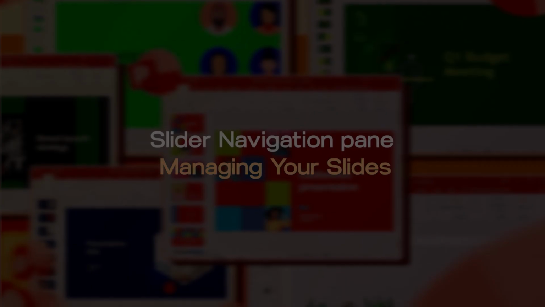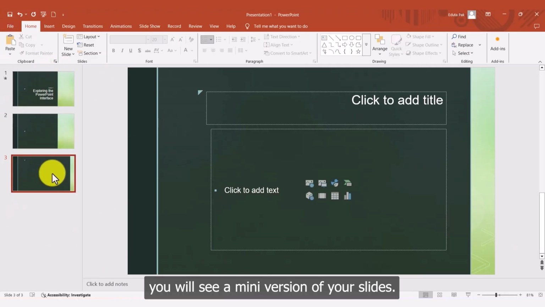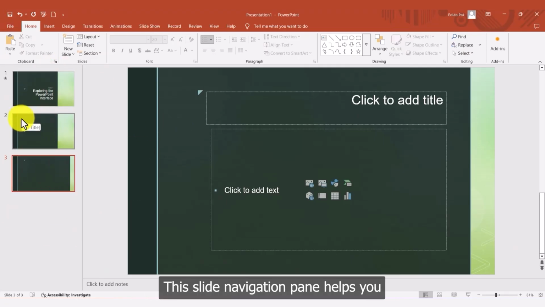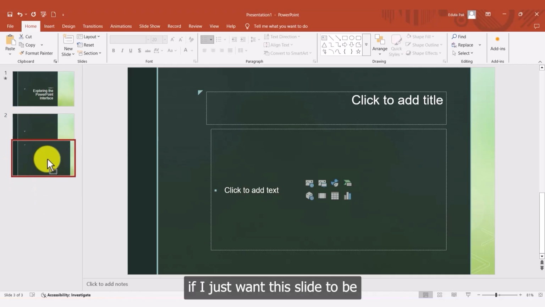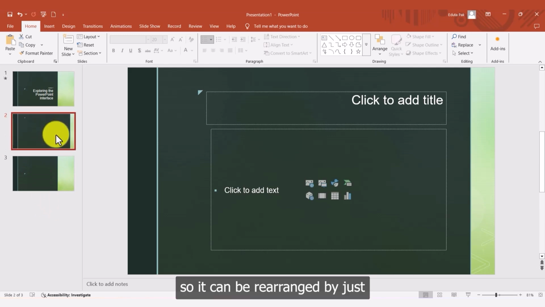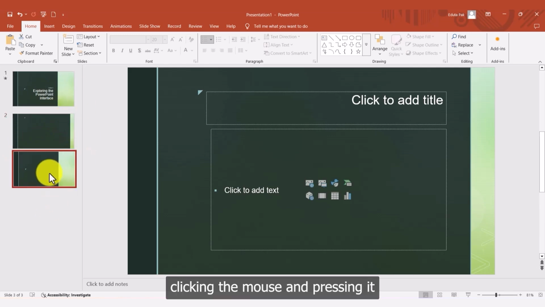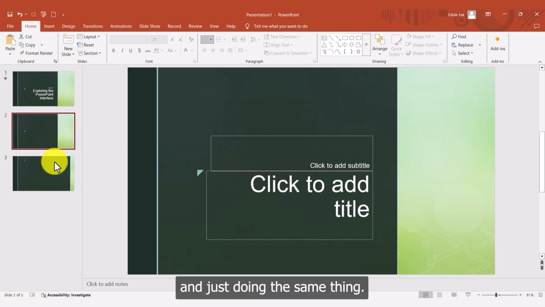Slide navigation pane. Managing your slides. On the left side of your screen, you will see a mini version of your slides. This slide navigation pane helps you rearrange slides by dragging them. For example, if I just want this slide to be at number second, it can be rearranged by just clicking the mouse and pressing it and just doing the same thing.